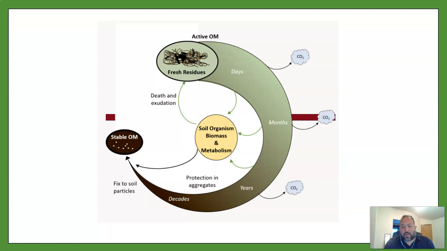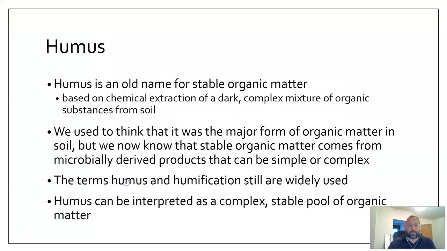But after years, you're going to start to see organic matter get protection in aggregates, which we'll talk about in the next slide. And then after decades, they start getting fixed to soil particles, so they actually stick to soil particles. And that's where we'll go from the active organic matter, where it's decomposing, to then stable organic matter, where it's completely decomposed and all you can see is organic matter. Or actually, I guess it's the aggregates is another slide, but we'll get there.